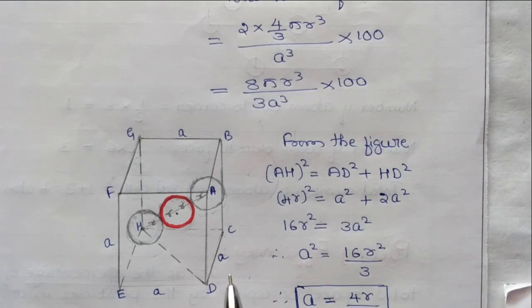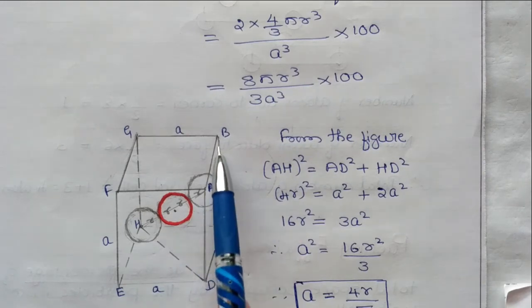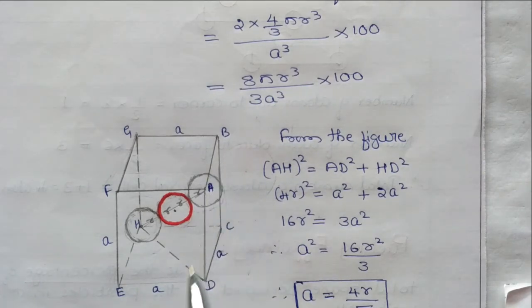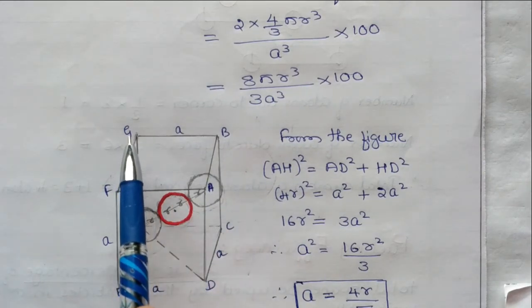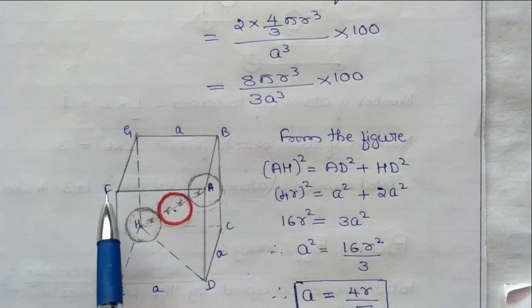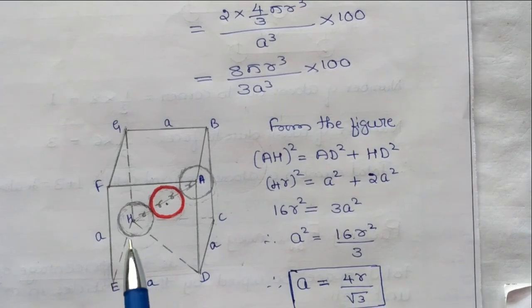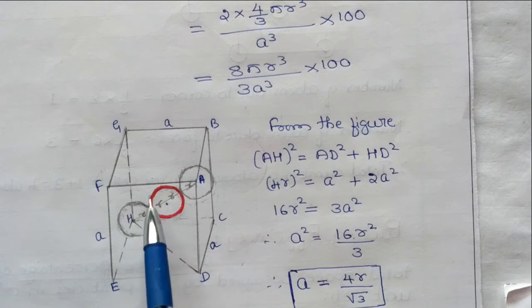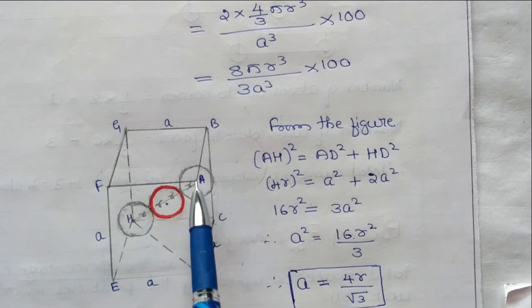Now see here, this a, b, c, d is one face, and this a, d, e, f is another face. So this is a unit cell. Now what I have taken is this sphere, which is on the back side. This is at the body center, and this is on the front side.